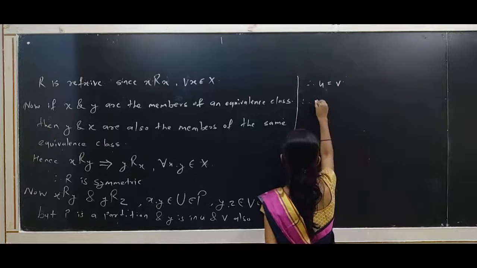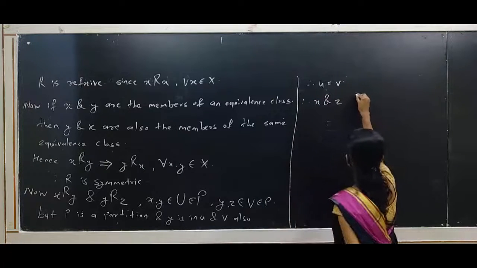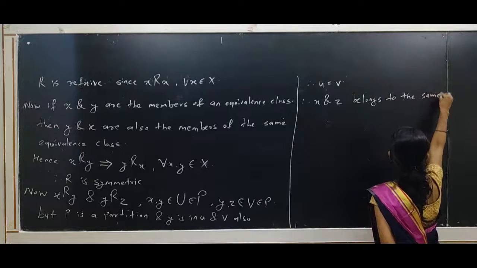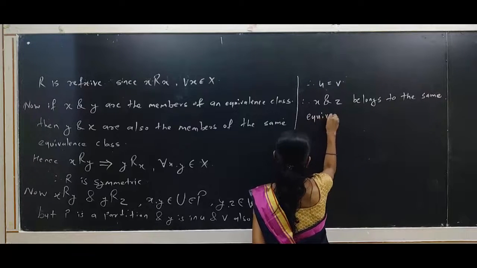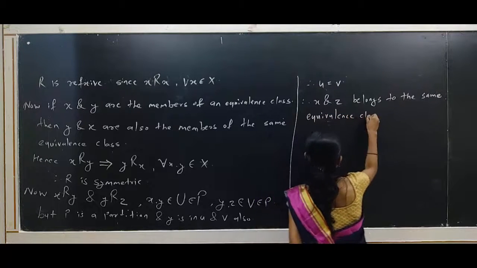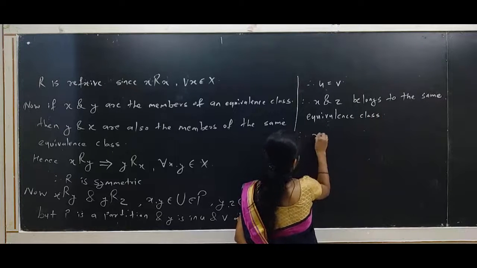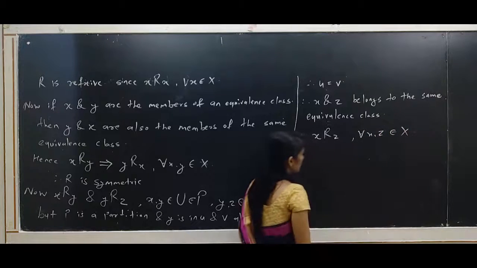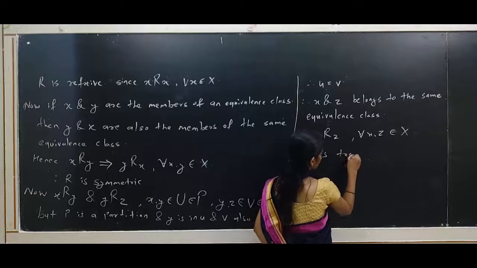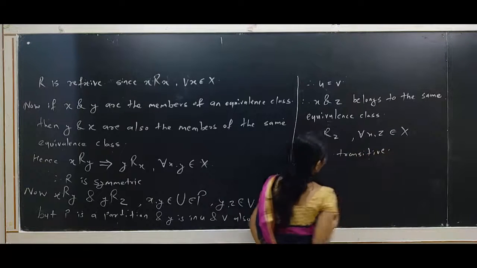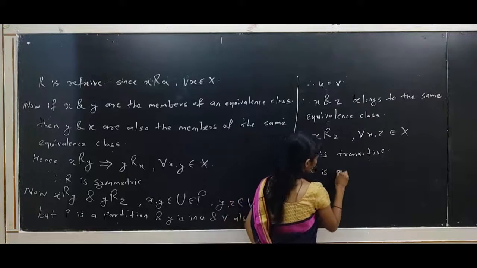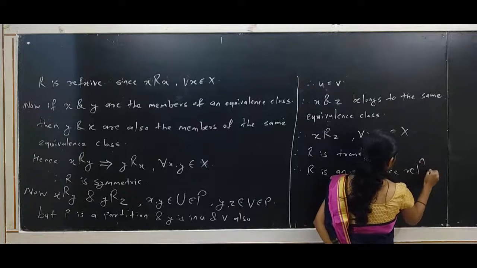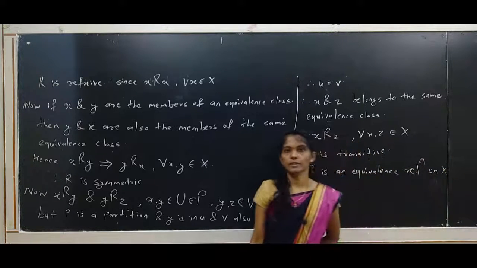Okay. So therefore x and z belong to the same equivalence class. Therefore, x related to z for every x and z belongs to set X. Therefore, R is transitive. Okay. Therefore, R is an equivalence relation on X. This completes the proof.